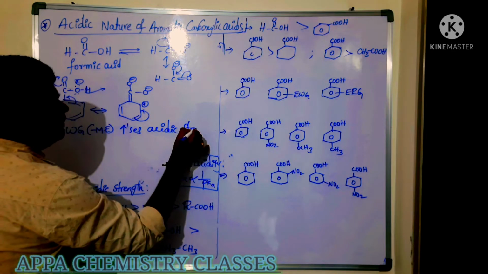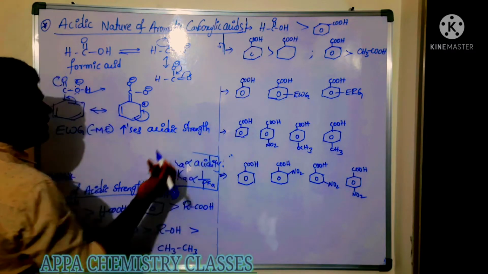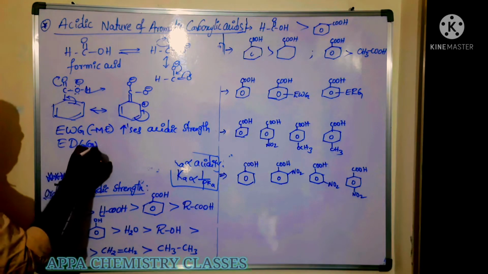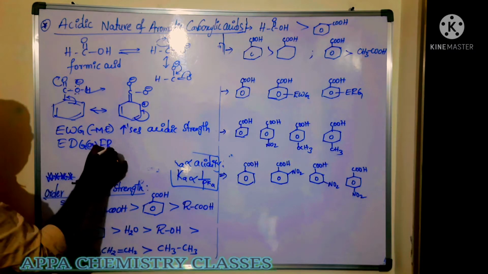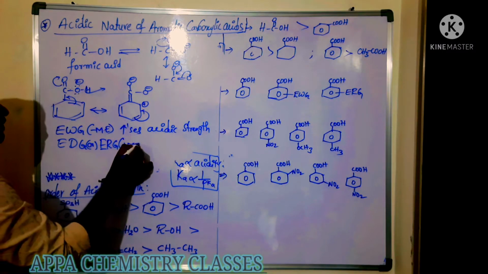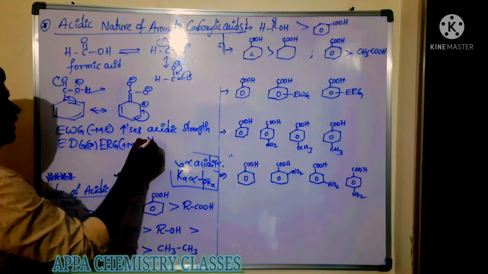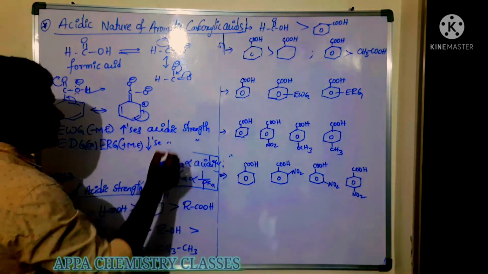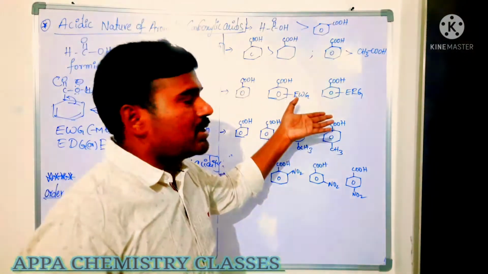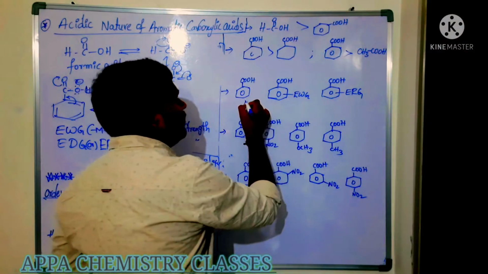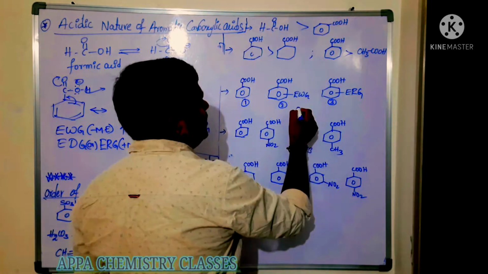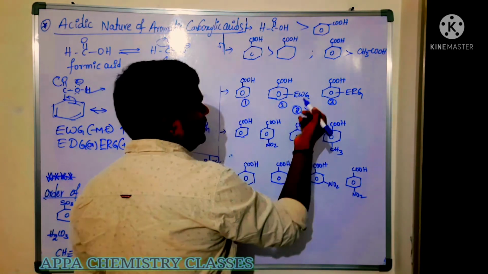Acidic strength, they will increase the acidic strength. But whereas electron donating groups or electron releasing groups, that is plus mesomeric effect, decrease acidic strength. Okay. So now among these acids, which is the electron withdrawing one? Electron withdrawing groups will increase the acidic nature. That is, 2 is more acidic.